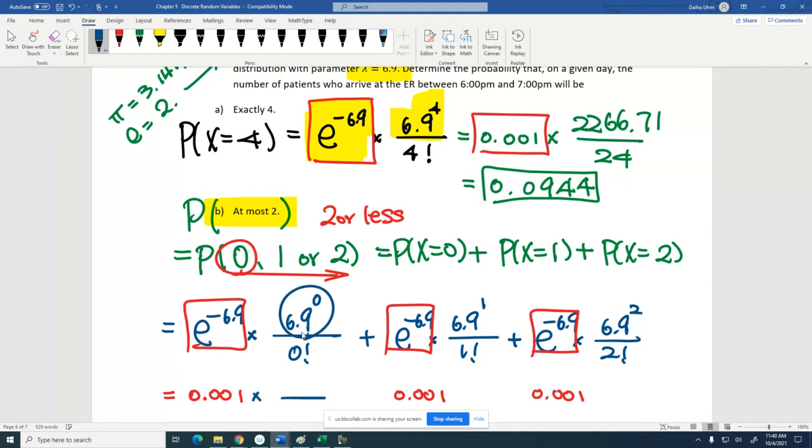And now, how much will be the 6.9 with the power 0? Before, we knew that any value with the power 0 was 1. Can you take the 0 factorial? It is not 0. Try it. 0 factorial will be 1. And how much will be the 6.9 with the power 1? With the power 1, it was itself, 6.9.